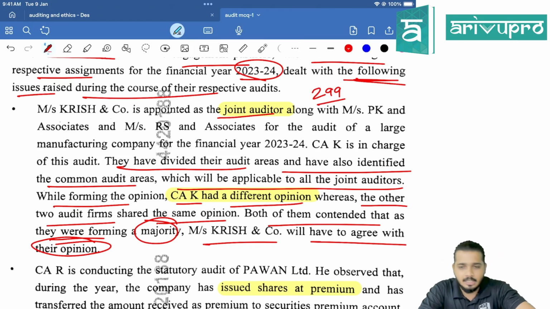We have already discussed. Sir, forget about MCQ. You tell me the concept. If in joint audit, if there is a difference of opinion, what do we do? Usually a common audit report. But if there is a difference of opinion, for those matters where you don't have difference of opinion, common audit report. For the difference of opinion matter, give a separate report.